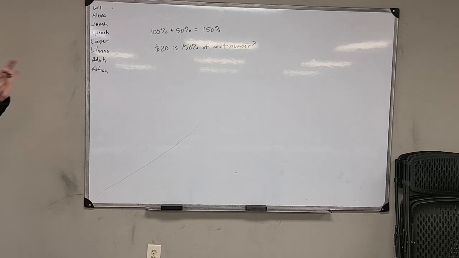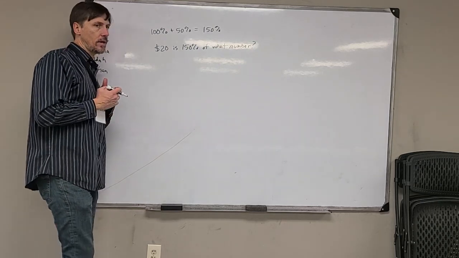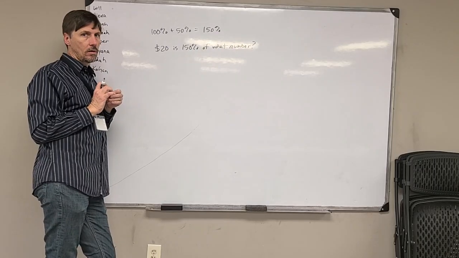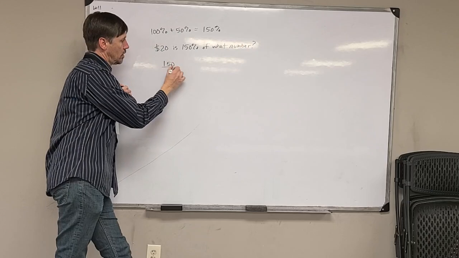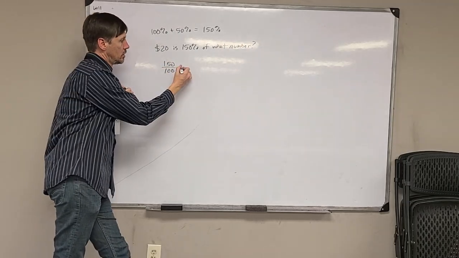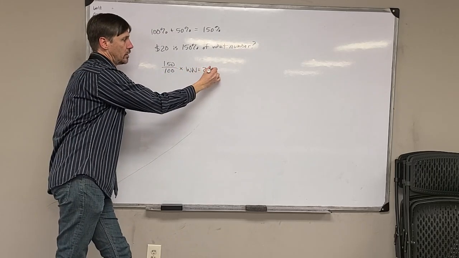Now, our initial equation is exactly the same equation that we've always been writing down with these percent problems. What would that equation be? Who could write the equation down for me, or tell me what to write down? 150 over 100. That's what we always do with our percentage. Times what number? Equals $20. Equals 20. Excellent.